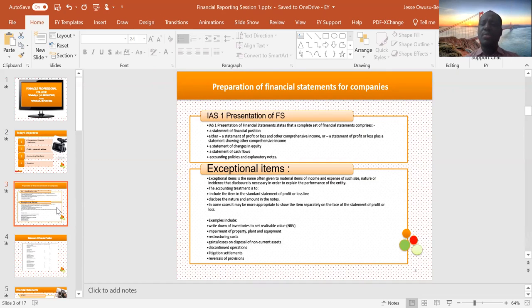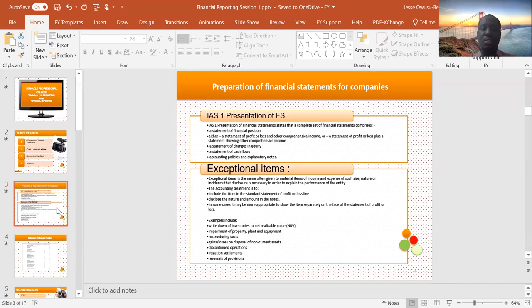Then let's talk about exceptional items. There are some items that are exceptional. I define an exceptional item as a name given to material items of income and expense of such size, nature, or incidence that disclosure is necessary in order to explain the performance of the entity. These are items that must be disclosed. If we are going to understand the performance of the entity properly, these are items that we need to disclose or explain or make known so that the users of the financial statements will know.